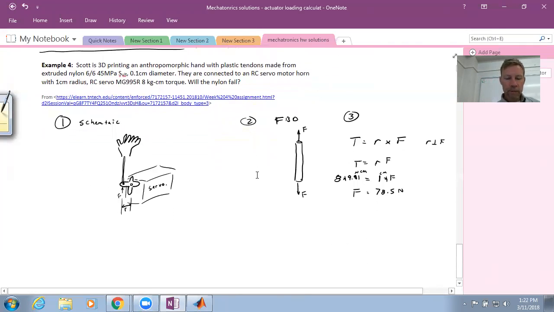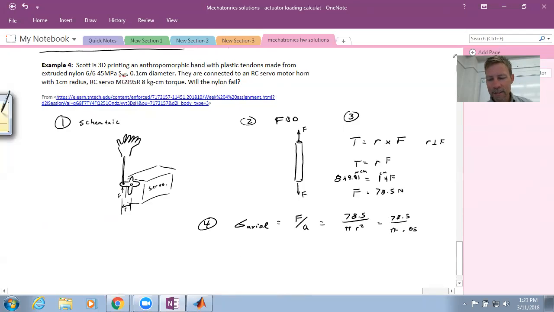Okay, now I'm going to look at the stress. The stress that I have is an axial stress. And we noticed from our notes, in the case of axial stress, that's given as force over area. In this case, the force is 78.5, and the area is pi r squared. The radius is 0.05 centimeters, so let's write that in meters. It's going to be 0.0005, and that's going to be squared.